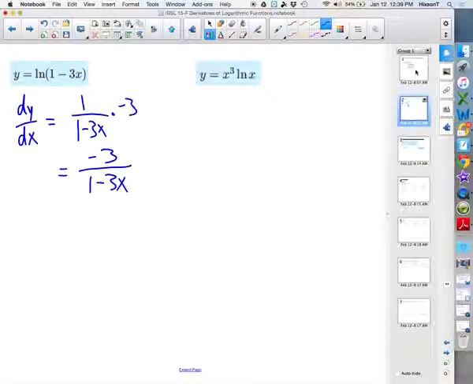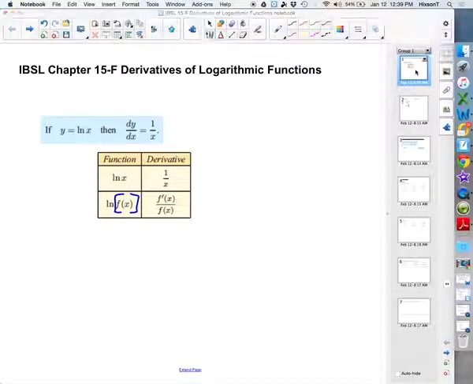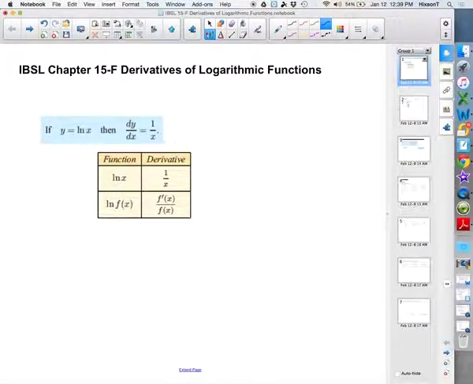So again, notice here, we look back at our rule. Natural log, the derivative is 1 over x. When there's a function in here, it's 1 over the function times the derivative of the function. It's just like square root, whatever happens to the function, that's what it is.